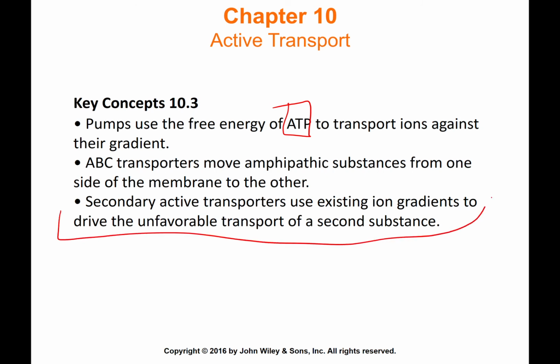These ones do not use ATP at all. So these top two here, these rely on ATP and the energy from ATP. The bottom one does not. All right, the bottom one, in order to achieve active transport of one molecule, it allows another molecule to move down its chemical gradient. So it's basically going to catalyze the favorable passive transport of one molecule and use that energy to cause the active transport of a second substance.